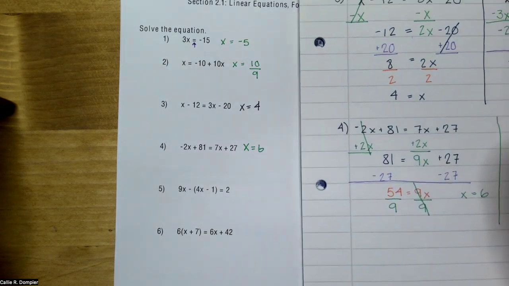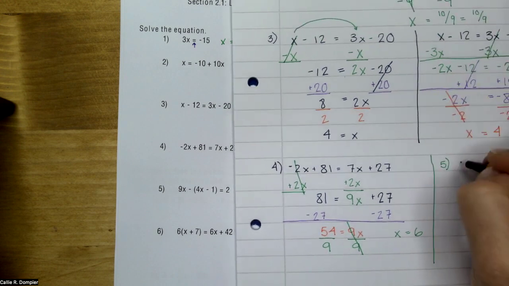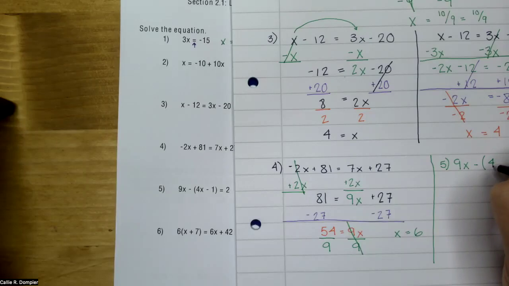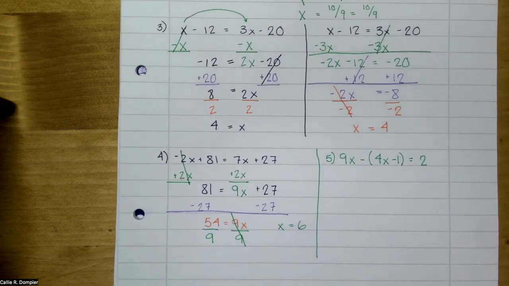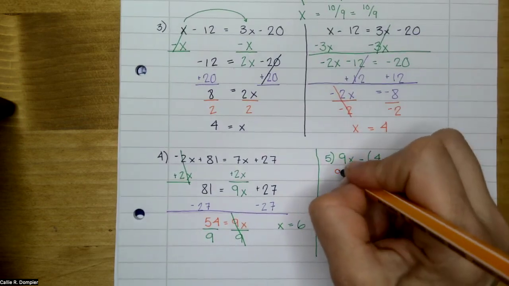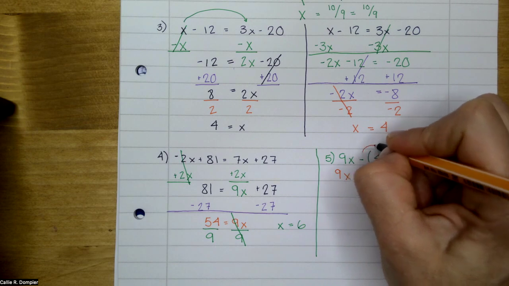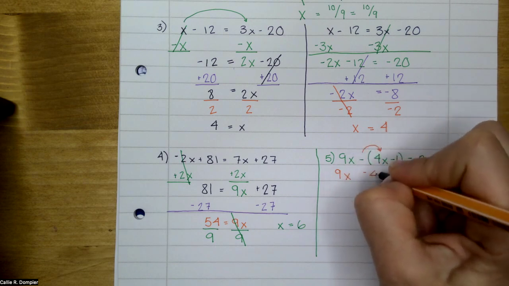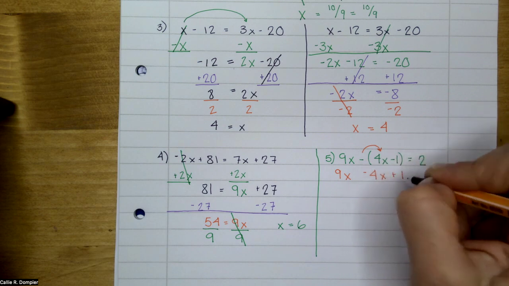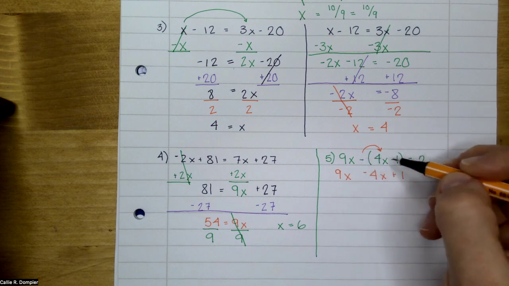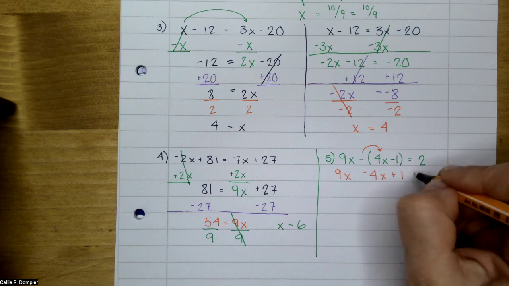Number 5, you want to be careful with the parentheses, okay? 9x minus (4x minus 1) is 2. The first thing you want to do is distribute that minus sign. So 9x stays the same. Now that becomes a negative 4x. And then a negative times a negative 1 is a positive 1, right? Minus a negative 1 becomes a plus 1 equals 2.